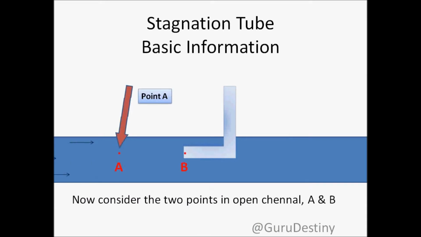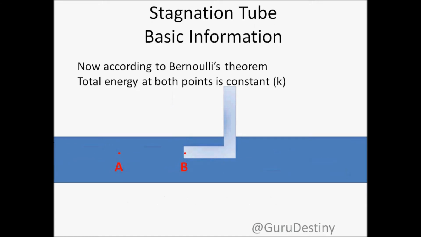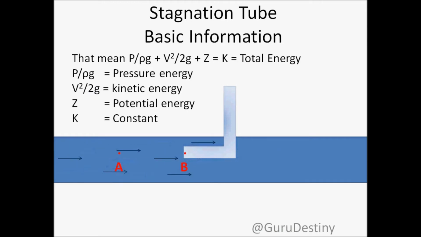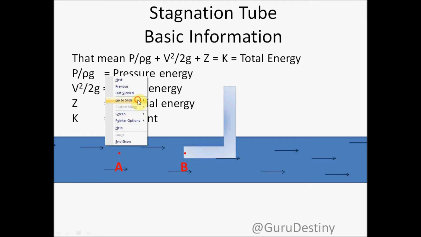Now let's consider two points, A and B, to measure the velocity of this stream. According to Bernoulli's theorem, for both point A and point B, the total energy is constant. We are talking about the total energy of any point in the open stream, so we consider the pressure energy, the velocity, which means kinetic energy, and the potential energy. The sum of these three is generally K, or constant, according to Bernoulli's theorem.